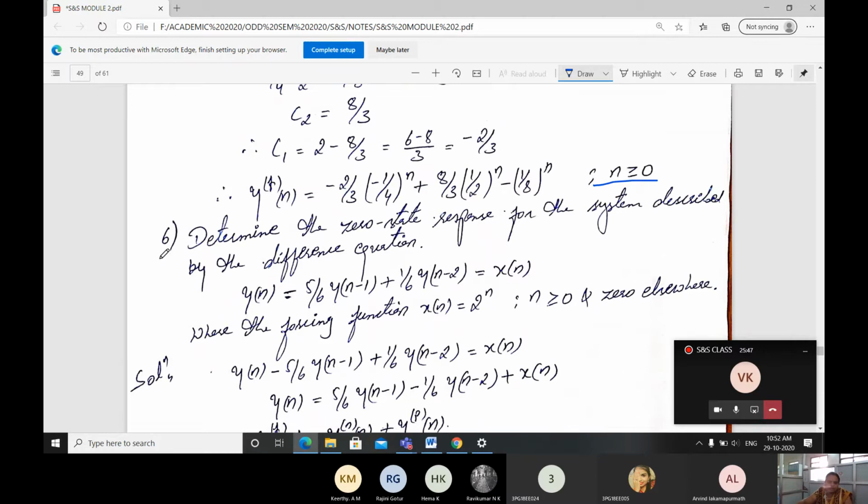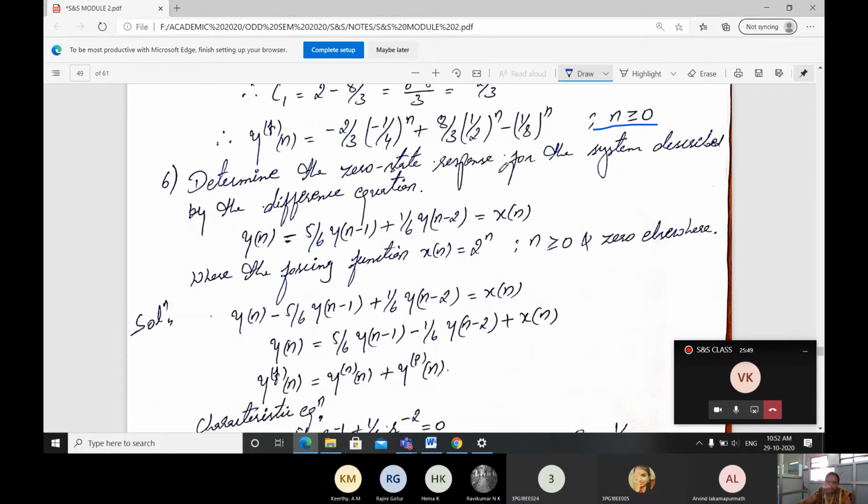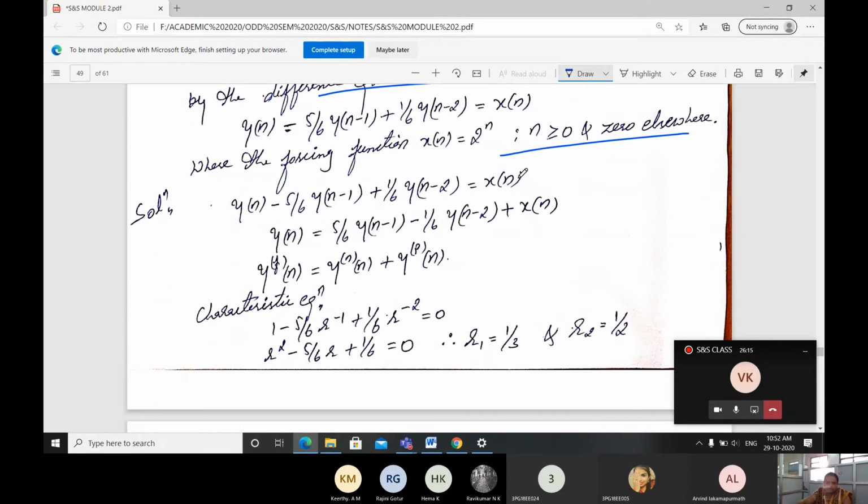Next problem is to determine the zero state response for the system described by the difference equation y of n minus 5/6 y of n minus 1 plus 1/6 y of n minus 2 is equal to x of n, where x of n is 2 power n, where n is greater than or equal to 0 and 0 for other conditions. This is the given equation, right? Then write the equation in terms of y of n, that is the next step.